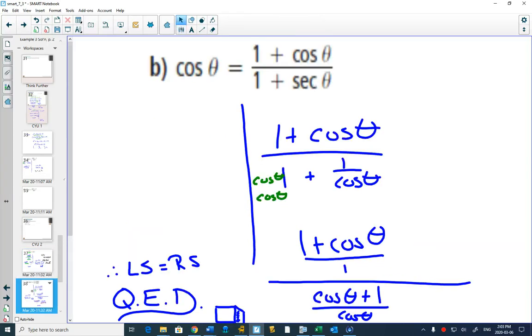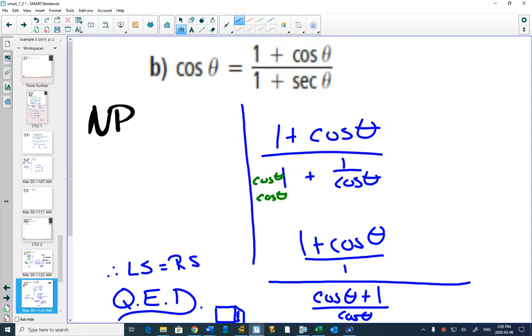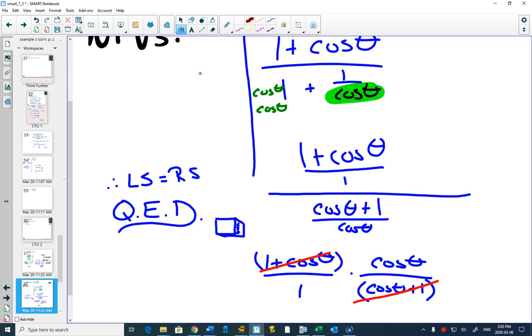And let's look at the second one, non-permissible values. Let's go. Oh, but it freezes. So it slows me down. Non-permissible values. Where are we dividing? Take out our highlighter. We're dividing here, cos theta. No, it's the computer that's slow. We're dividing here by cos theta plus 1. You notice that? Here's another cos theta.